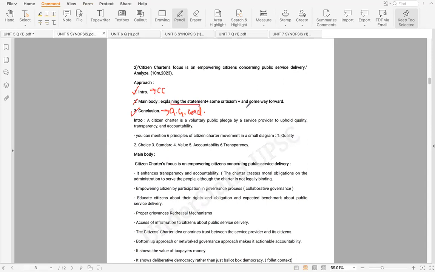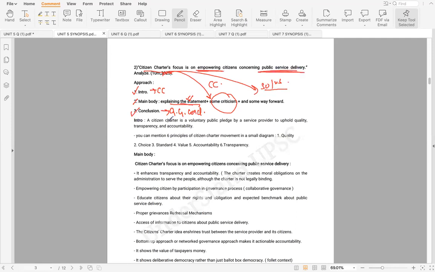We'll also try to, so this is something that everyone will do. This is something that you have to do extra because whenever we study the standard content, we do find some criticisms surrounding citizen charter, and we'll also come out with some solutions to those criticisms that we put forward. And in explaining the statement, we'll talk about how citizen charter is empowering as well as ensuring public service delivery.